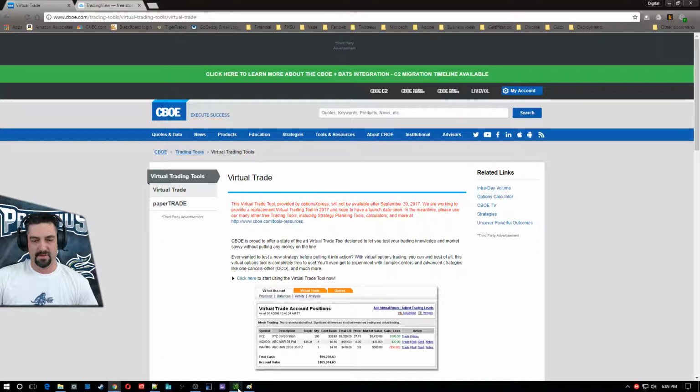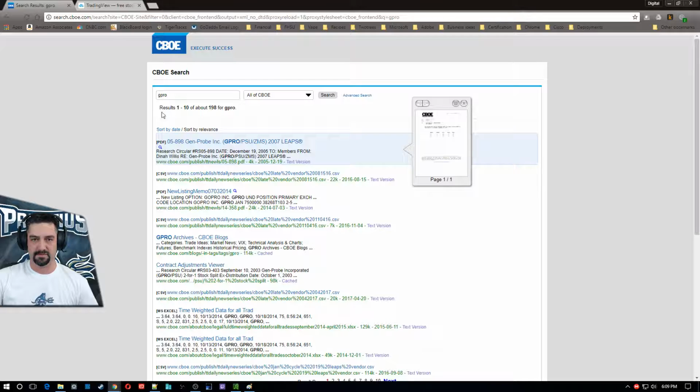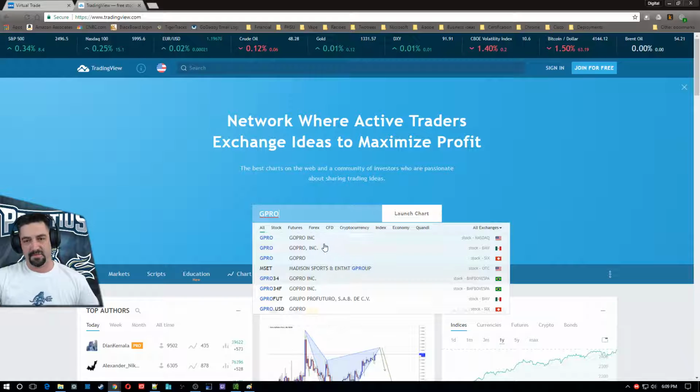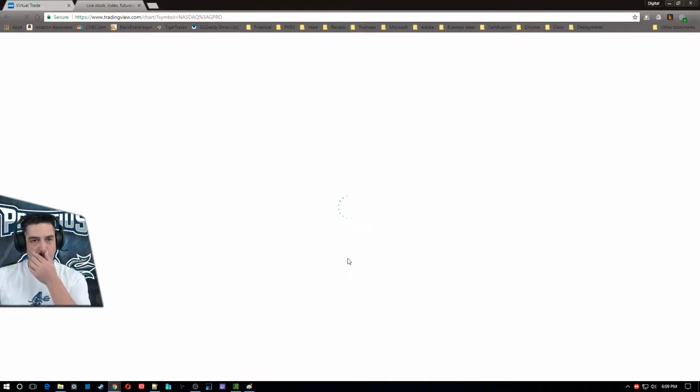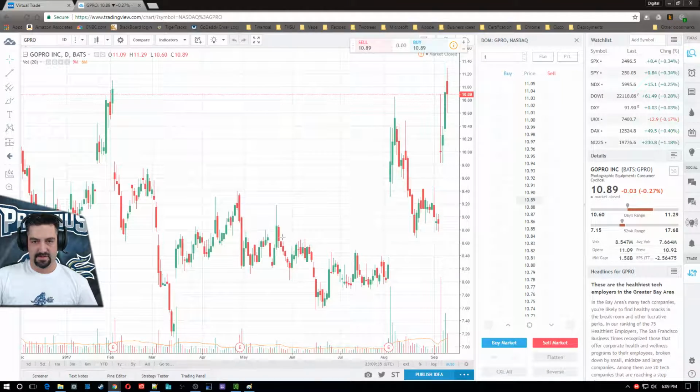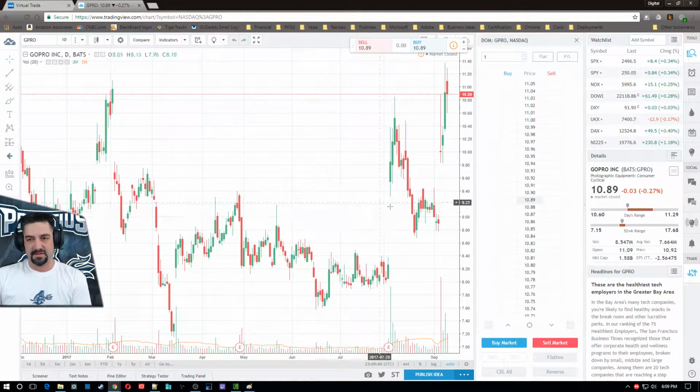So if you have a stock in mind, just pick one here. Let's go with GoPro. Go here to an actual chart. How about that? All right, GoPro. And let's say that I want to actually buy GoPro, but I don't necessarily want to pay the current price, $10.80.